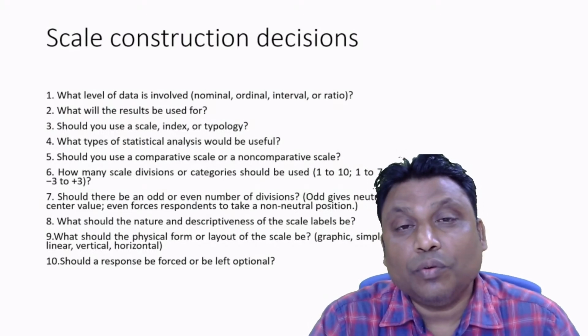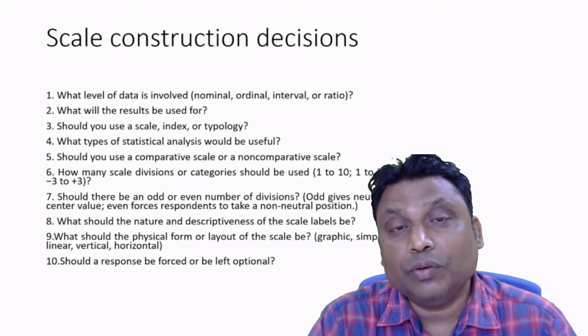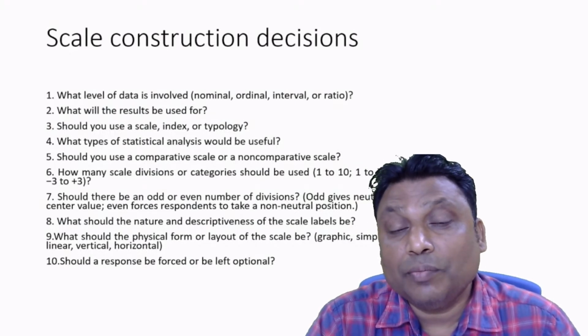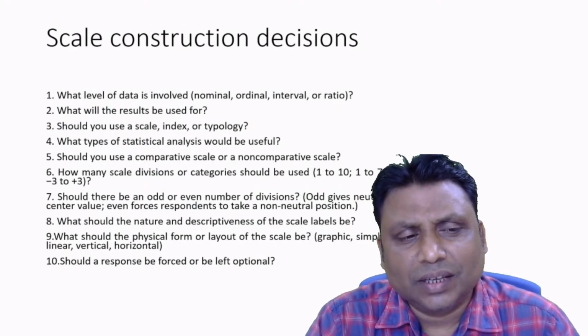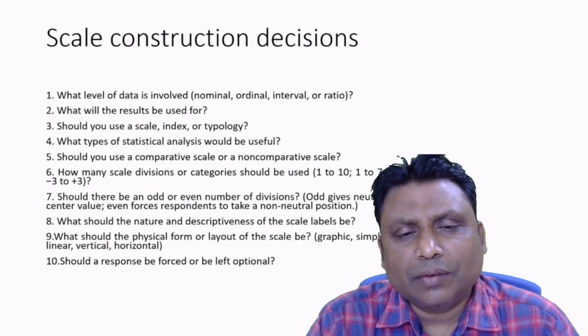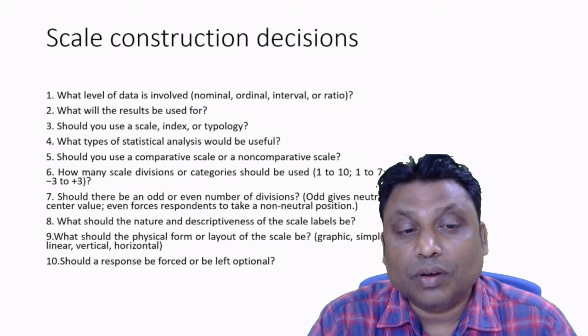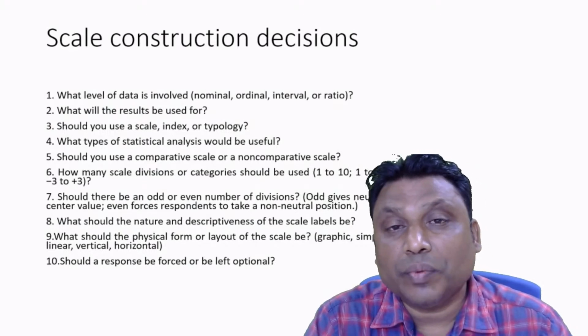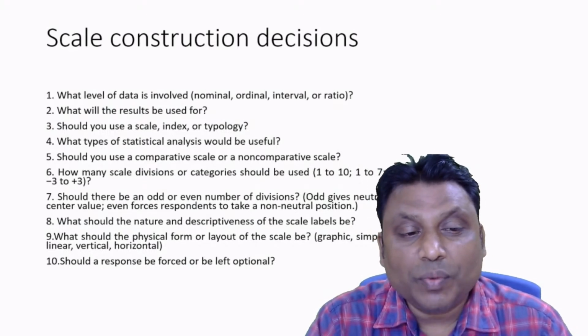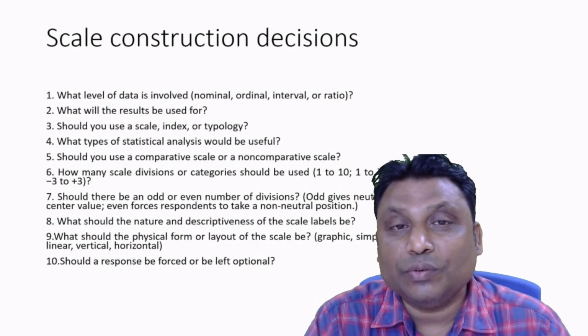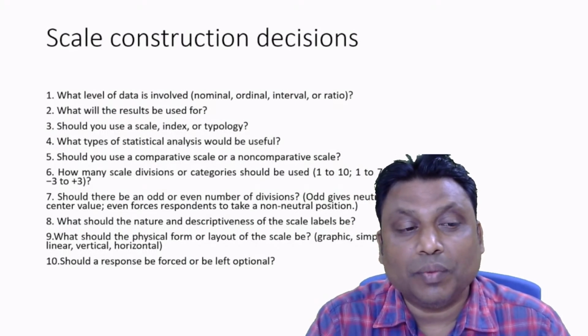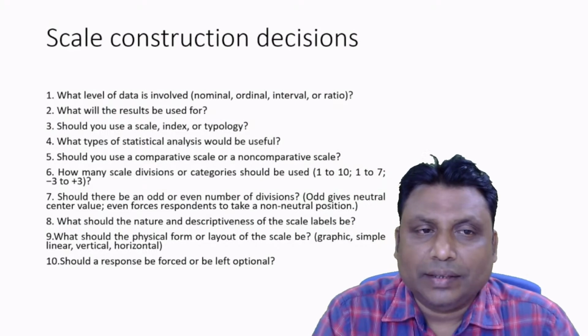So when you go for data analysis or data collection, what type of analysis is required? Should you use a comparative scale or a non-comparative scale? So when you are using a scale, there are two types: one is the comparative scale, one is the non-comparative scale. We will discuss them later. How many scale divisions or categories should be used? 1 to 10, or 1 to 7, or -2 to +3? Listen.